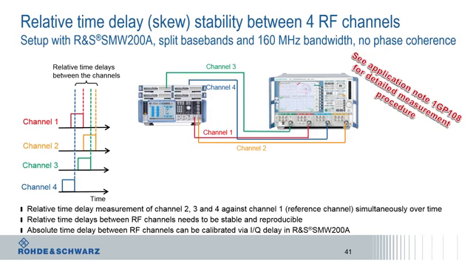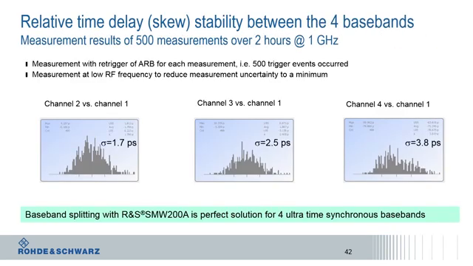With this setup, I can find out the relative time delays between the RF channels, which need to be stable and reproducible. Absolute time delays between the RF channels can be calibrated via the IQ delay in the SMW200A and only need to be measured. For further reading, you can also refer to the application note, which is shown here on this slide. So now let's look at the results.